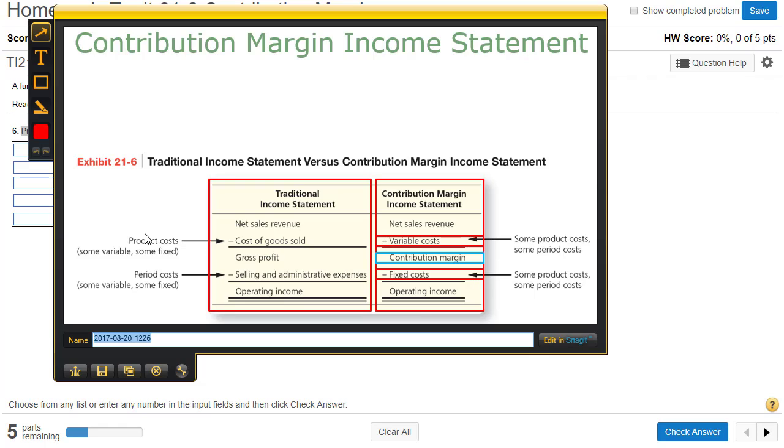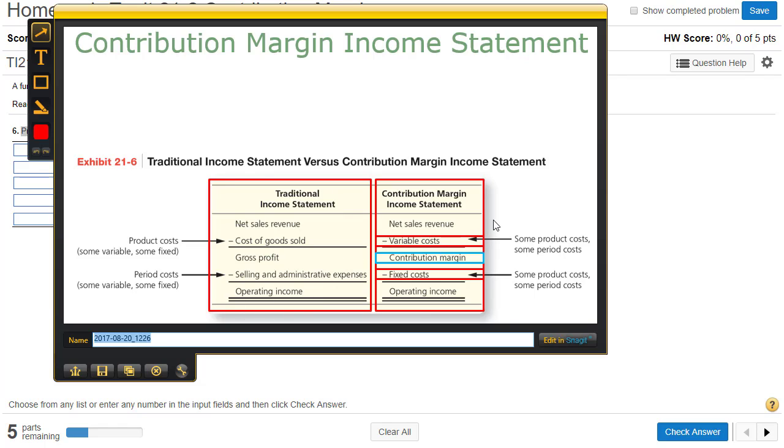And product costs, remember, are the costs to produce or to purchase the product that we are going to be selling. And operating income is just the income before other revenues and expenses, such as interest revenue and interest expense, and also before income tax expense. So this is what we're used to using, the traditional income statement. This is what is required by GAAP, Generally Accepted Accounting Principles. This is the format that you'll see for publicly released income statements.